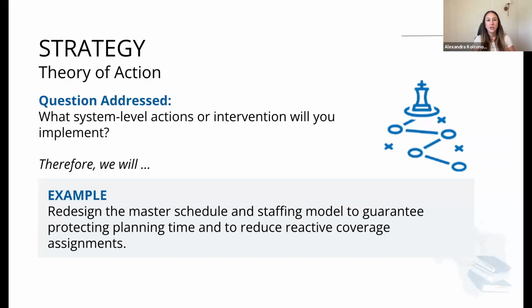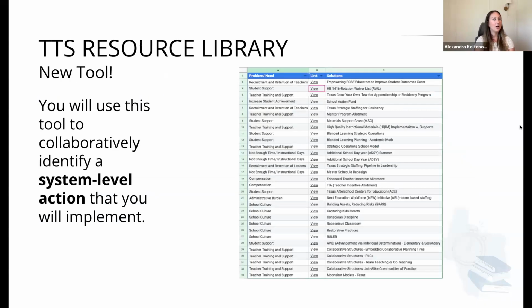We're going to jump into how we get to this strategy conversation. There are so many different things we could be implementing. You probably already have some things in your mind, but we also want to show you, based on best practices, what some other districts are doing. We have a new tool to share with you, the Teacher Time Study Resource Library. This is a big Google Sheet that you'll use to collaboratively identify a systems level action that you want to implement.